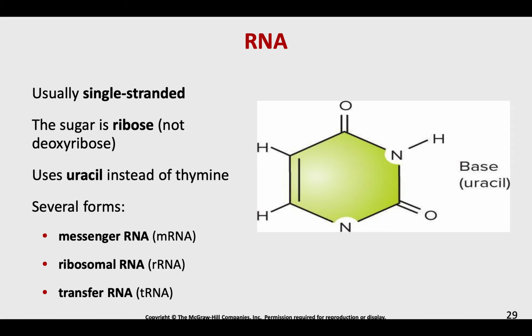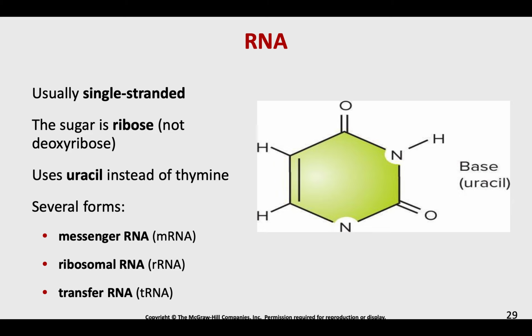So we have DNA. We know DNA is double-stranded and forms this double helix. Hydrogen bonds are important, and it has these different nitrogenous bases. Let's look at RNA. RNA is almost always going to be single-stranded. This sugar is ribose, not deoxyribose. Again, it's just the change in the position of one single atom that causes the change of the entire molecule. RNA uses uracil instead of thymine.